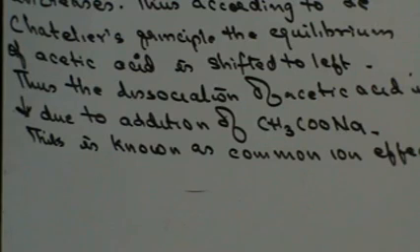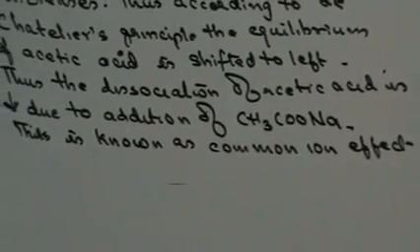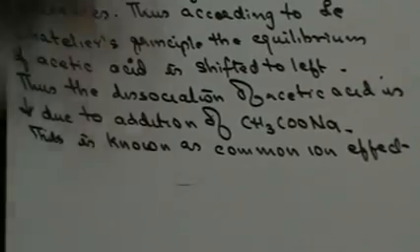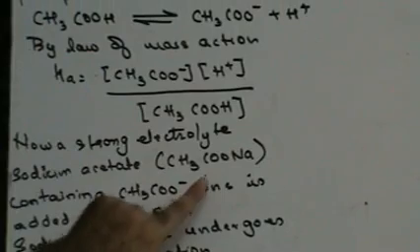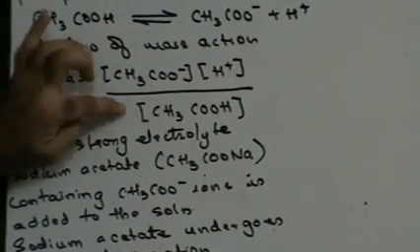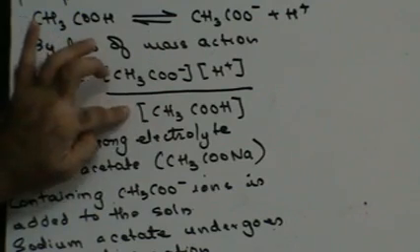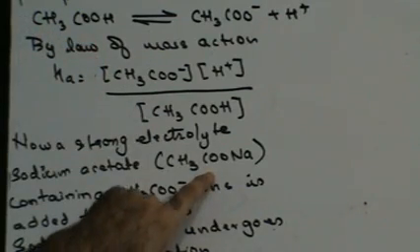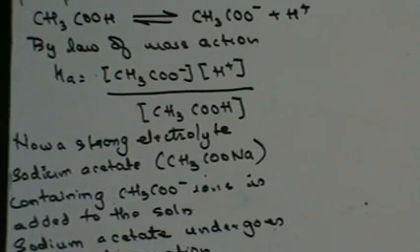Right? So do you understand common ion effect? In common ion effect, what are you going to do? You are going to suppress the degree of dissociation of a weak electrolyte by adding a strong electrolyte having a common ion in it. Right? Do we get this thing now?